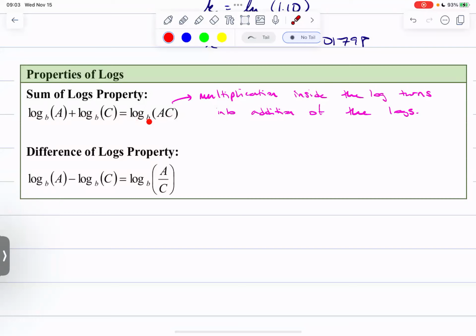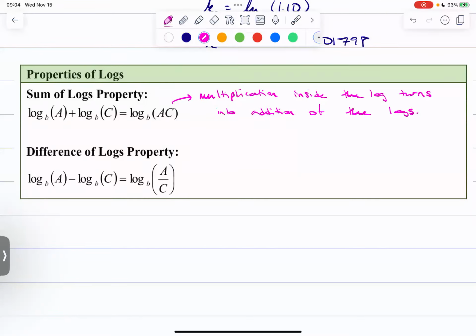Where this came from, or where the value came from, was before calculators, right? If you have some nasty multiplication, then what you can do is rewrite it in terms of addition of logs, which is easy to do, right? Adding things is typically easier than multiplying things. And so that's where it came from, but it's also a nice rule to have.